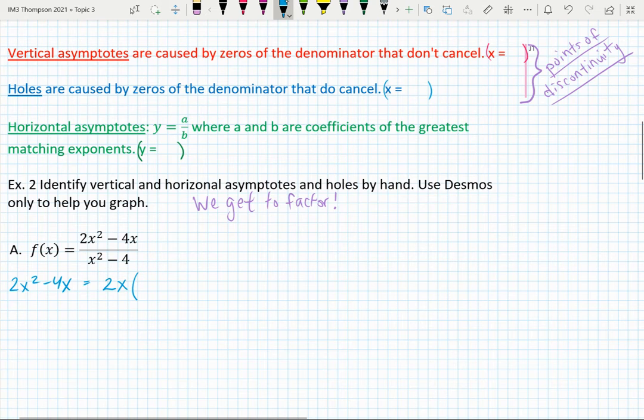And when I rewrite that, let's see, I have 2x squared divided by 2x. I'm left with an x. And then a minus 4x divided by 2x. I'm left with a minus 2. Okay, so the top factors to 2x times x minus 2. That one's not a quadratic trinomial, so I don't have to do the long way.